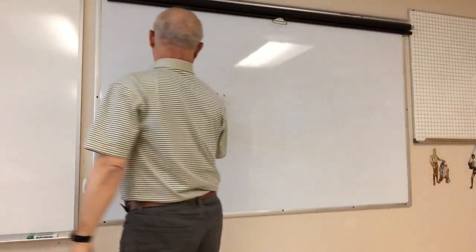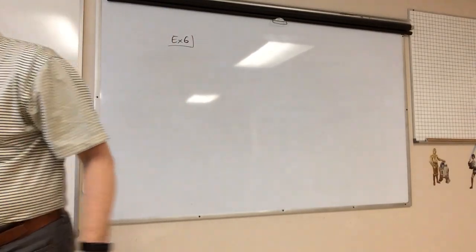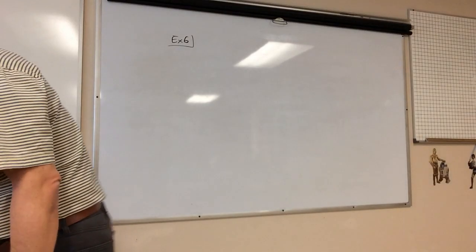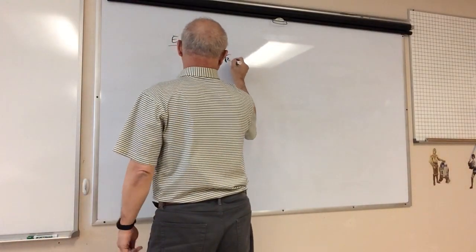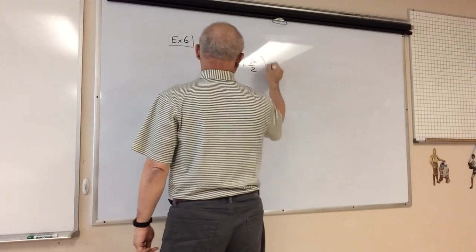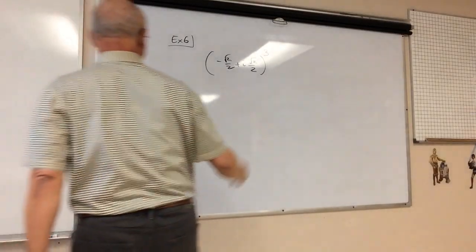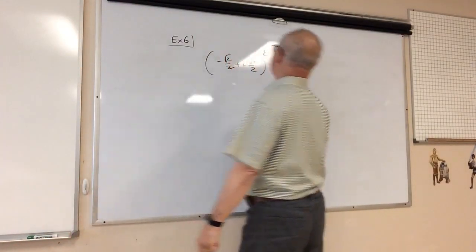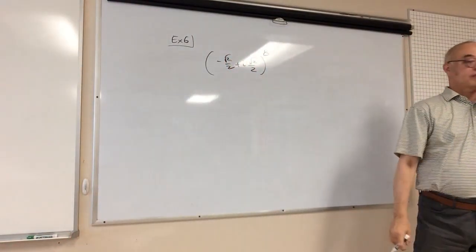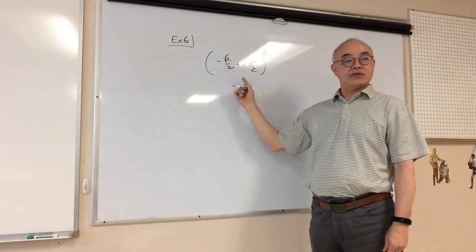Example number 6. We have to find negative root 2 over 2 plus i root 2 over 2, to the third, is it? Oh, to the 8th, I'm sorry, to the 8th. Okay. So we need to find the modulus first.